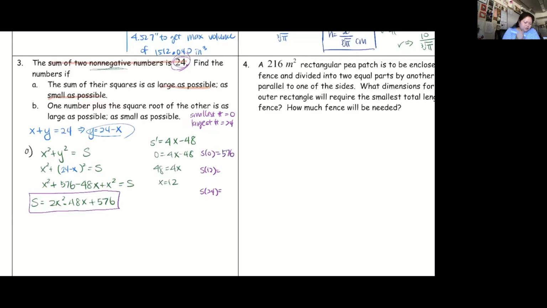I just plug it into the x there, and I get 576. Okay. Again, I don't expect you to do this part by hand. It's just very, very time consuming.